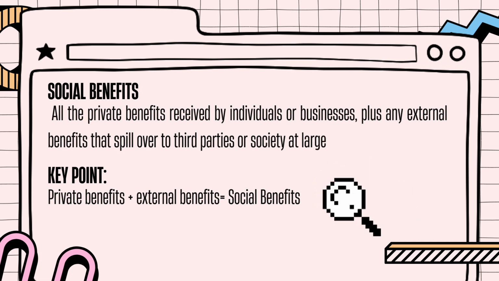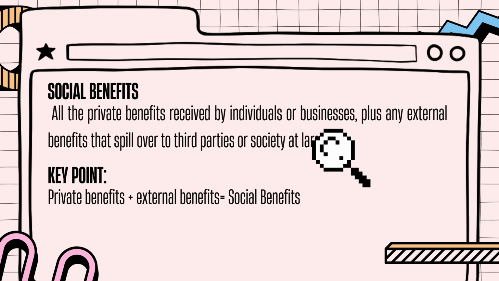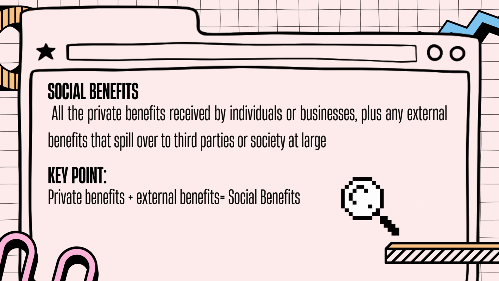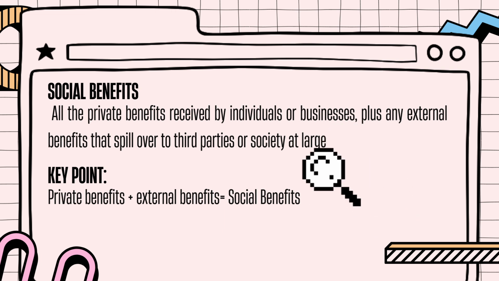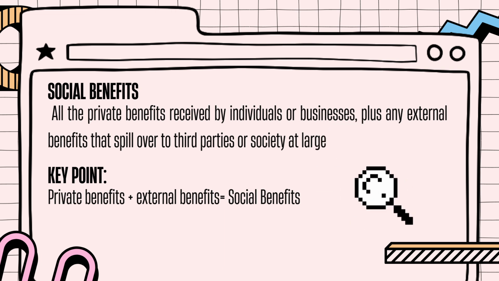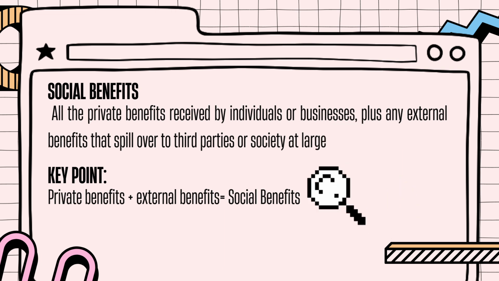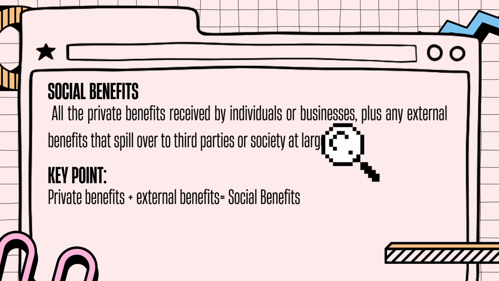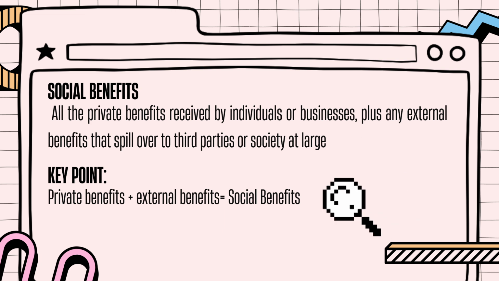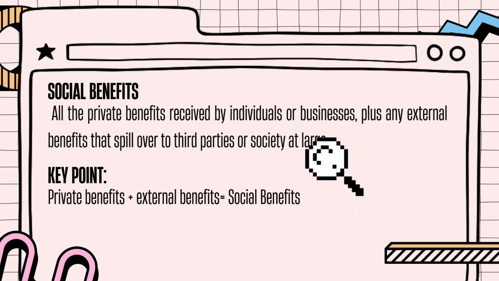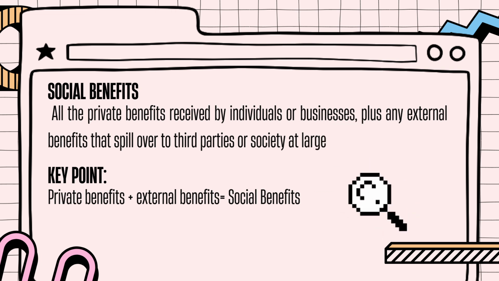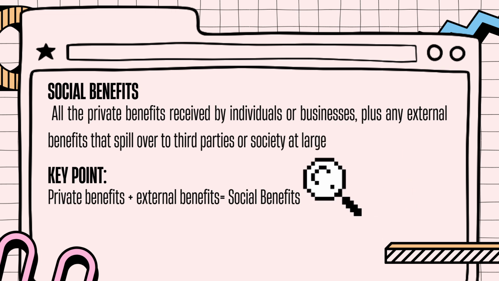For instance, when someone gets vaccinated, as I've told you earlier, it's not only protecting the people who have been vaccinated, but it also reduces the spread of disease in the community. So the summation or the totality of the private benefits and external benefits is what we call the total social benefit. And if a good or service has very significant external benefits, then the total social benefit will be greater than the private benefit alone.